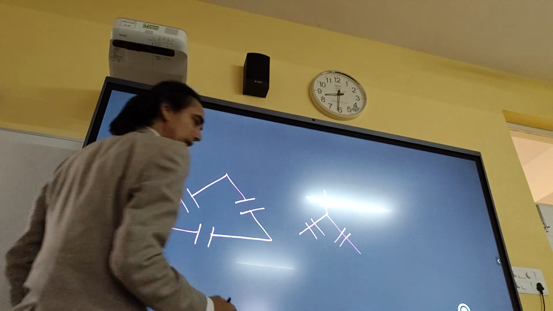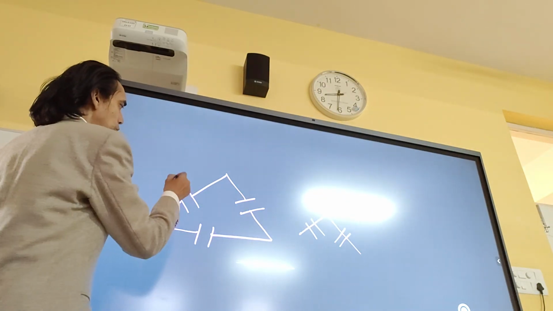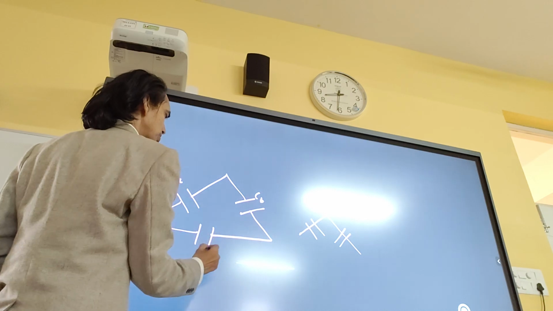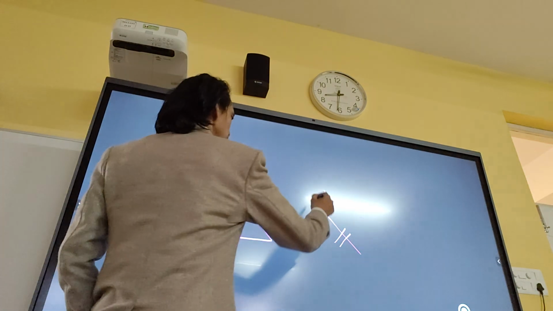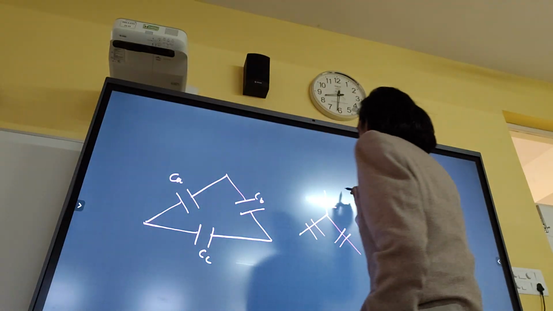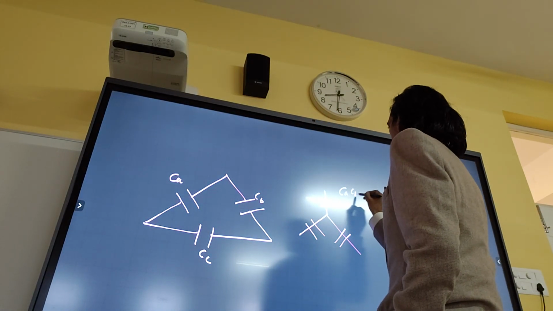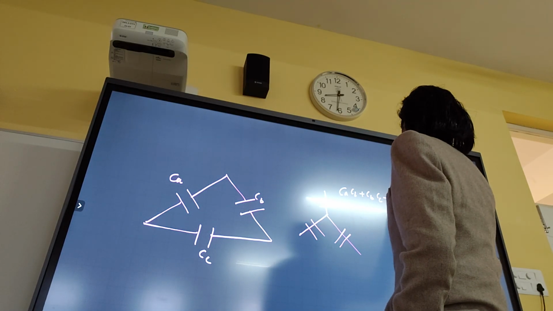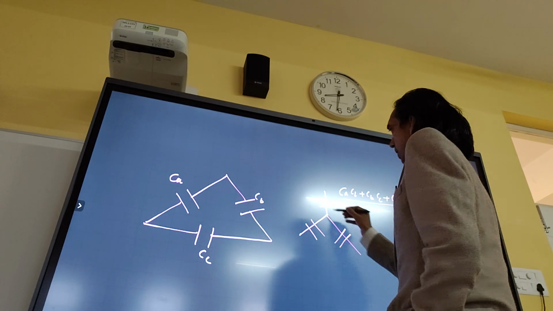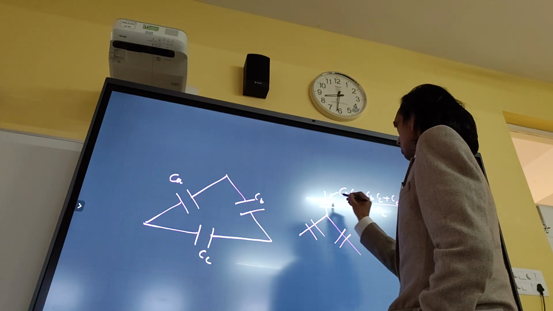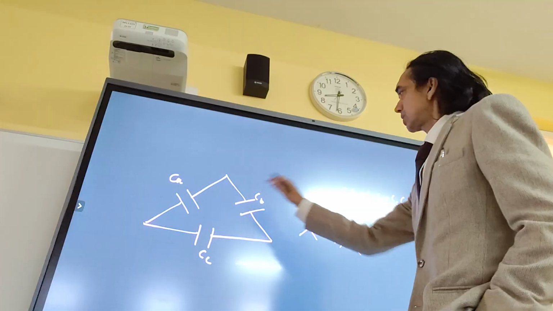The formula will be applicable only for capacitors. So what we have to do is mark CA, CB, CC. All the combinations which you have: CA CB plus CB CC plus CC CA. This is what you write and divide by the opposite side, which is CC over here. This is for delta to star.